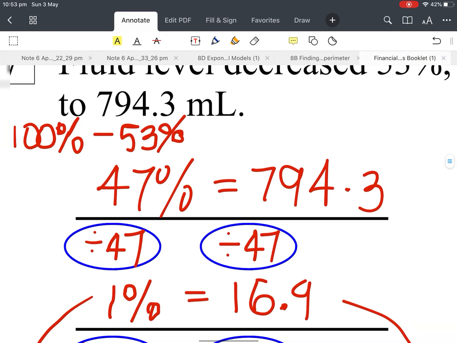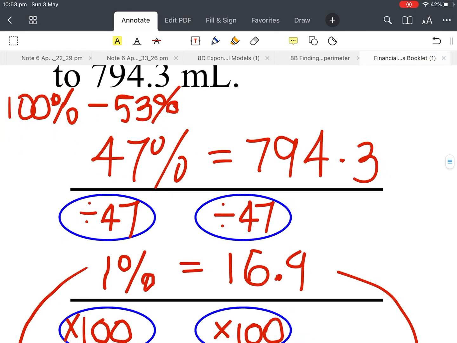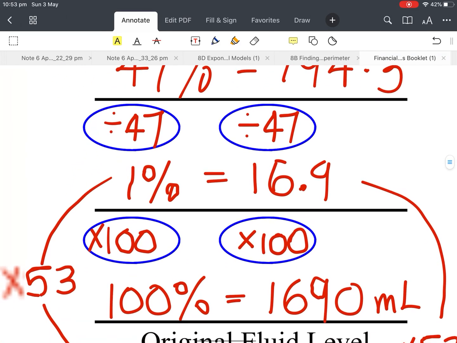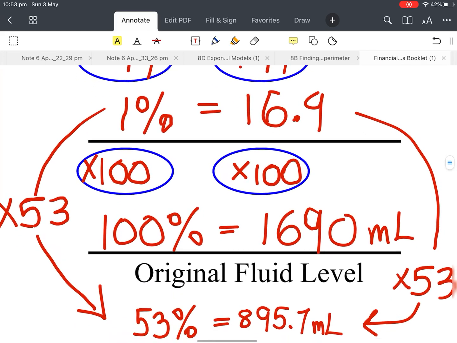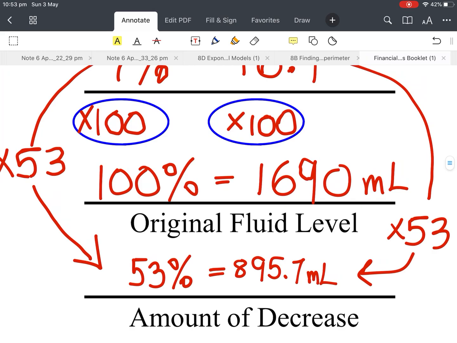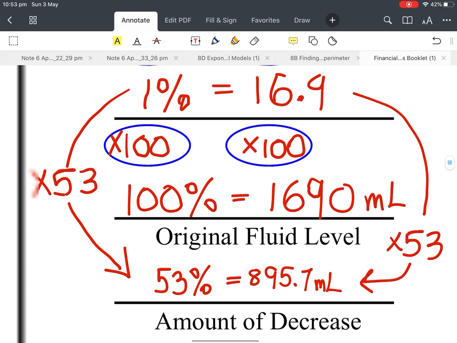Welcome back. If you're ready, here we go. So what you need to do first is you need to divide both sides by 47. So 47 divided by 47 gave me 1%. 794.3 divided by 47 gave me 16.9. Then, to figure out the original fluid level, I have to multiply both sides of the equation by 100. 1 times 100 gave me 100%, the original amount I needed to know. So 16.9 times 100 will give me 1,690 millilitres.